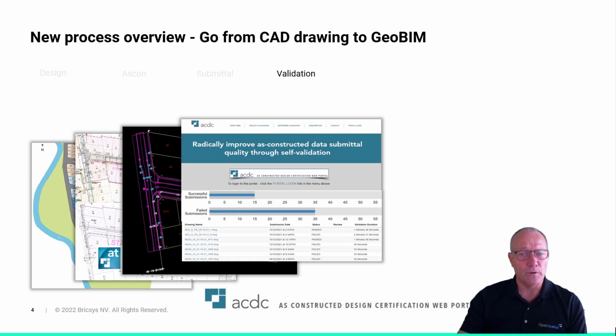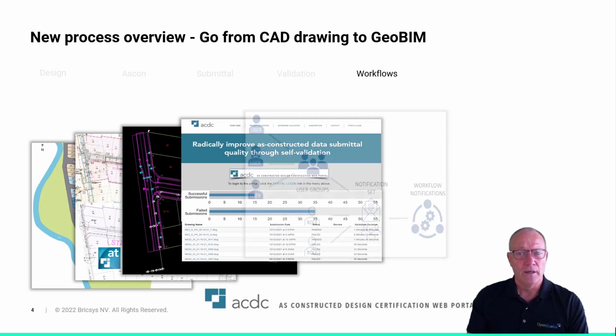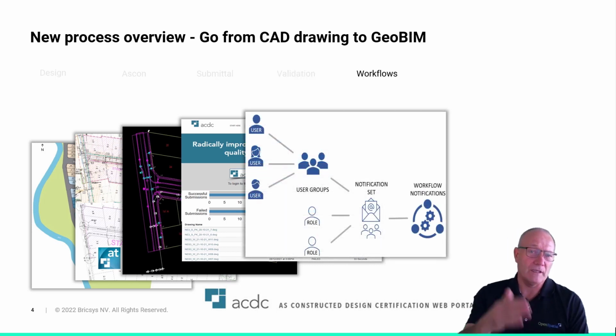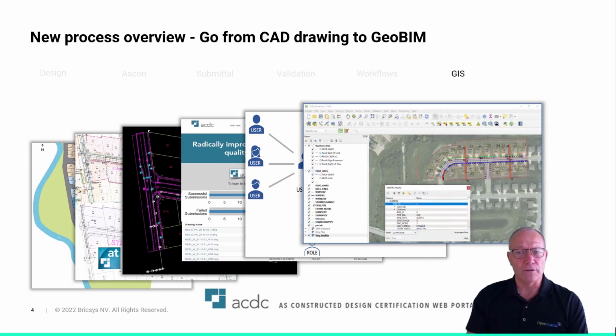So within the portal, you can do validation, and here you can see a dashboard, and in the dashboard you'll see a number of drawings, and literally it takes a matter of seconds or minutes to validate a drawing. If it's validated, we can add workflows because it's in the cloud. We can let people know this project submittals are ready, etc. We can also then automatically output GeoBIM data.